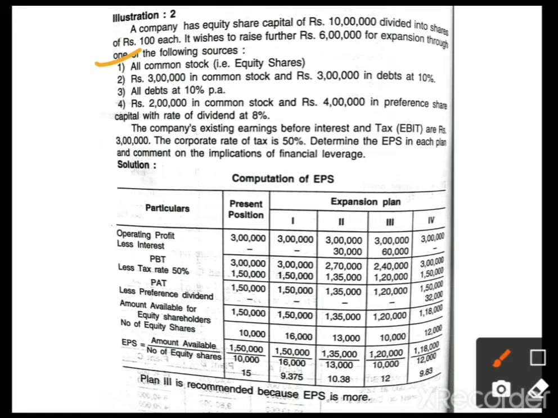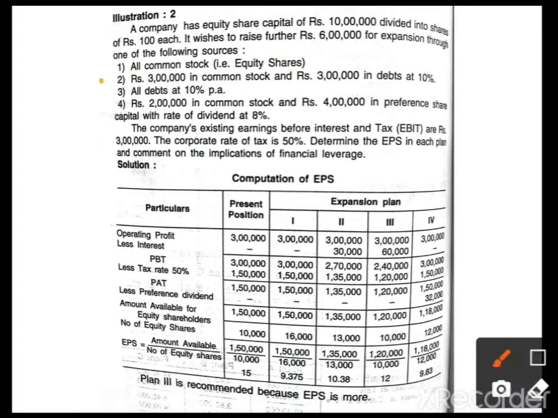All common stock means what? Equity shares, whatever 6 lakh they are going to collect, 6 lakh rupees. Is it clear? Next, plan 2: 3 lakh in common stock, 3 lakh in debt. This is very important. In the previous class we discussed plans 1, 2, 3. Plan 1 is equity shares, plan 2 is preference shares, plan 3 is debenture. But see, this problem is different.